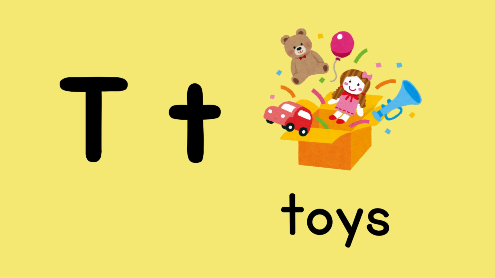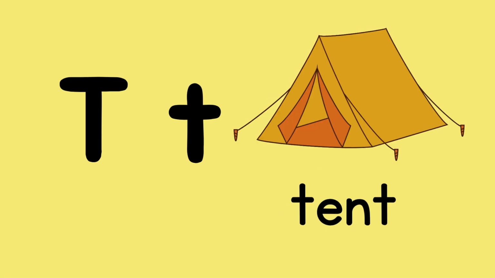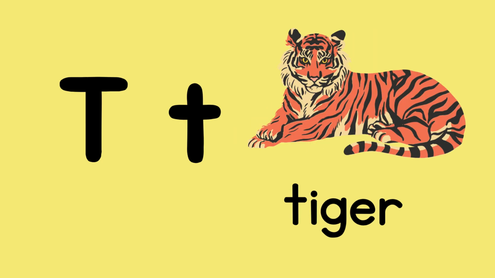Toys කියන්නේ සෙල්ලම් බඩු. T says t for tent. Tent කියන්නේ කූඩාරම. And T says t for tiger.